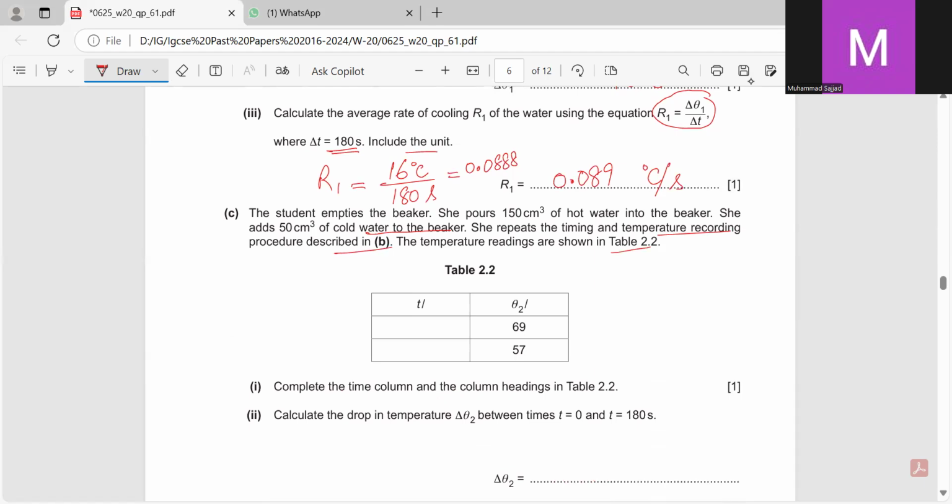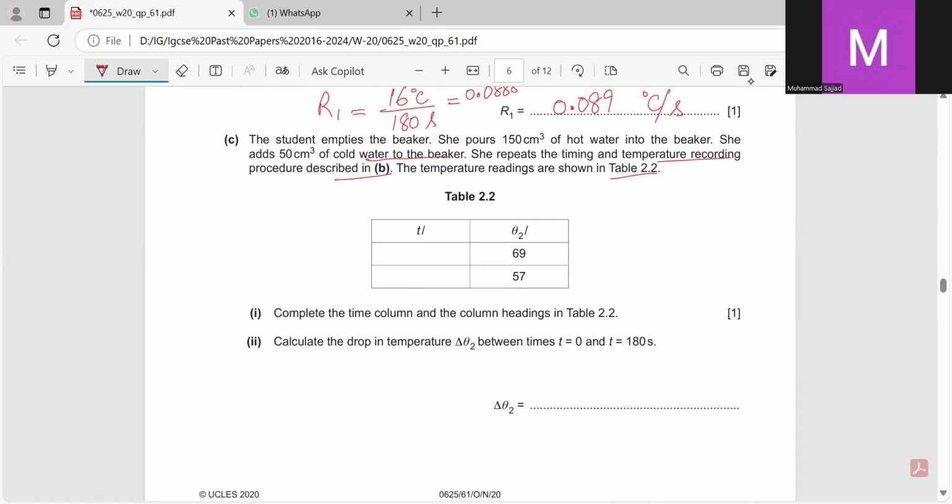The temperature readings are shown in the table. We can see them here. And again, complete the time column and column headings in table 2.2. Time is in seconds and temperature is in degrees Celsius. Again, this is 0 and 180.